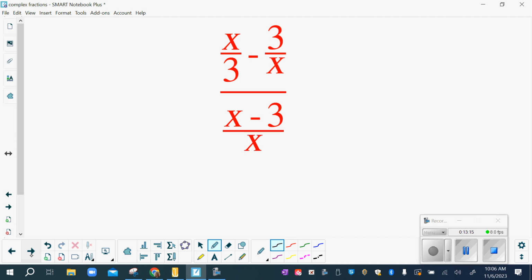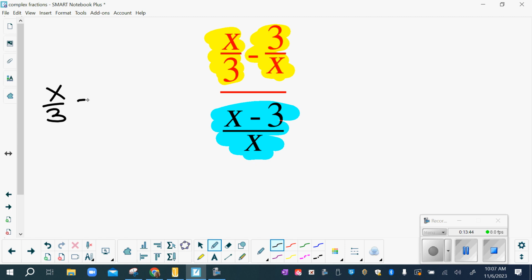Okay, step 1. I have a single fraction right there. That's awesome. But I have a problem right here. I have 2 fractions. I don't like 2. I need 1 fraction on the top and 1 fraction on the bottom. So before we do anything, we're going to take this stuff from the top and mess with it just a little bit.